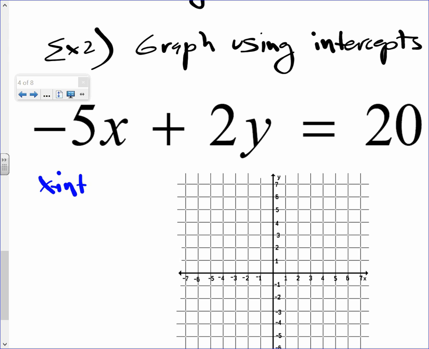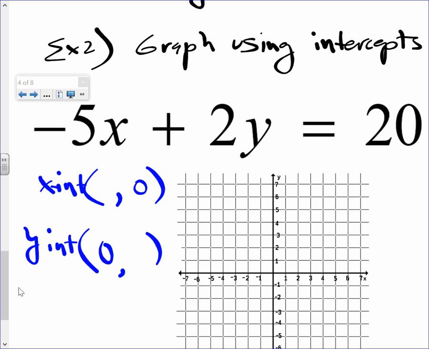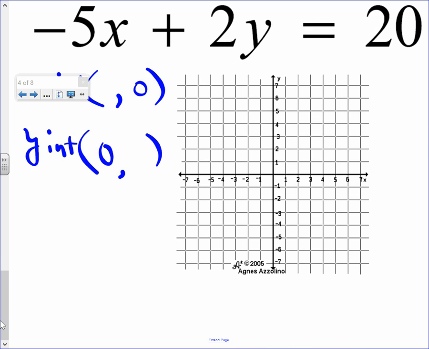X-intercept, I'll put INT for short. What's always 0 at the x-intercept? Thank you. And then the y-intercept, I'll abbreviate. X is always 0. Yay, this is fun. Let's rock and roll. Let's find the x-intercept first.